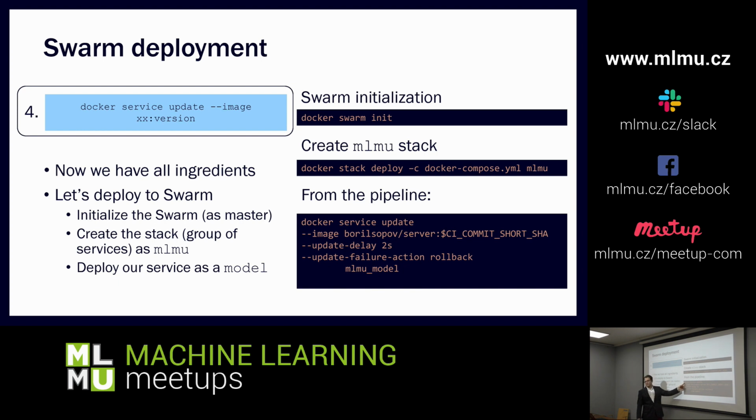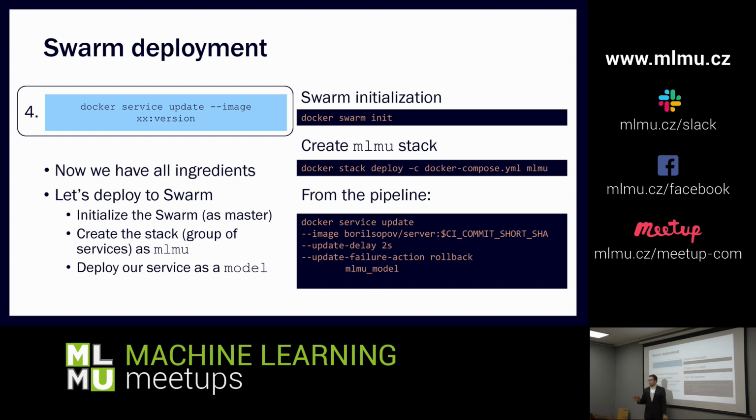And in the pipeline, I'm calling this command. And what it means is: update the running service machine learning model, and use this image, that's the server, with this version, that's again the hash. So throughout the whole pipeline, we have consistent versioning. Update delay 2 seconds means that if you have more replicas of the model running, it doesn't roll over each other and do it all at the same time. It waits and gradually replicates.